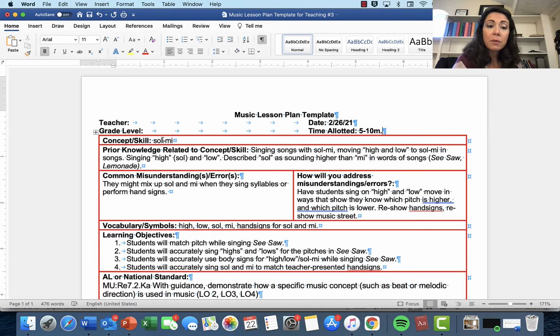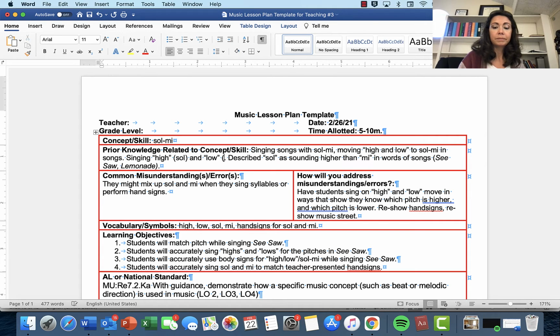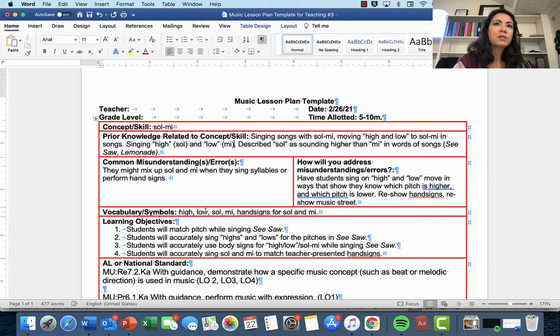Y'all were learning about so and me. And what things did you already know? What things have to be solidified before we can name so and me? Well, you have to sing songs that have so and me, moving high and low to so and me in the songs, singing high and low, and describing so as sounding higher than me in words of songs like Seesaw, Lemonade, and other so-me songs. What are the common misunderstandings or errors that the students might make?